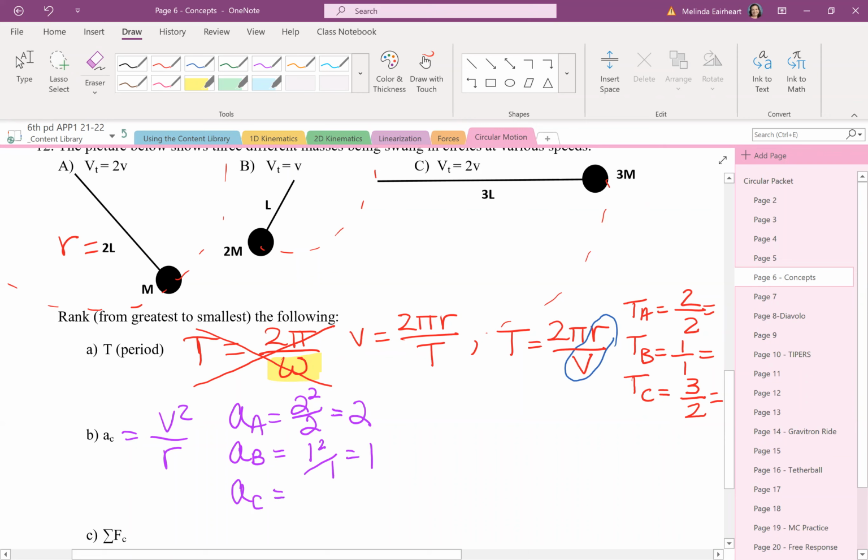And then for C, example C, it has a velocity factor of 2 again. So 2 squared divided by a radius factor of 3. So that's 4/3 or 1.33. So to rank, the acceleration would be A is greater than C, greater than B. Everyone good?